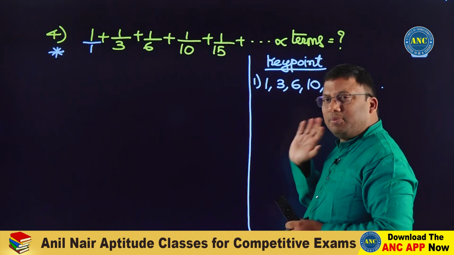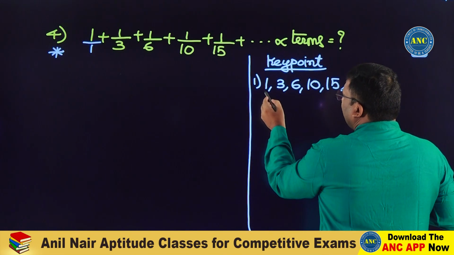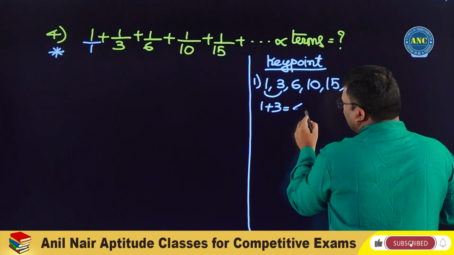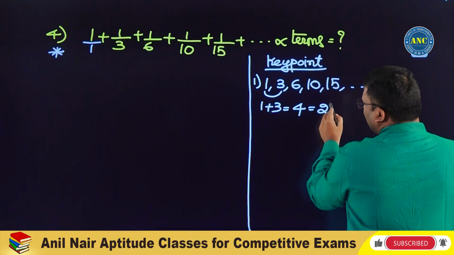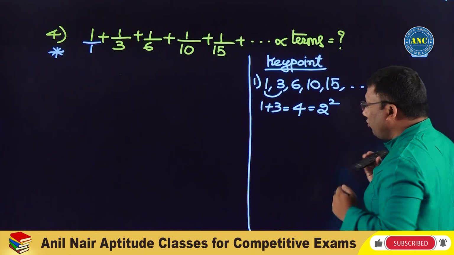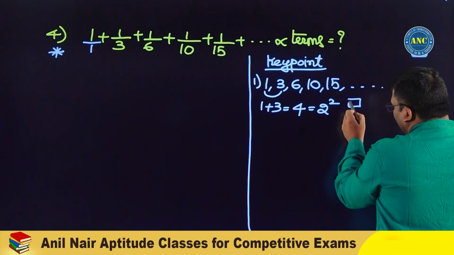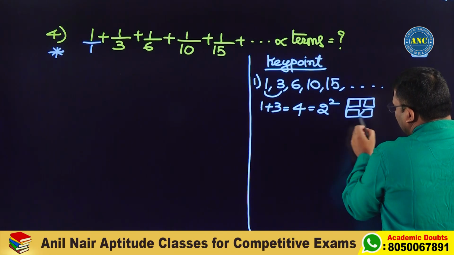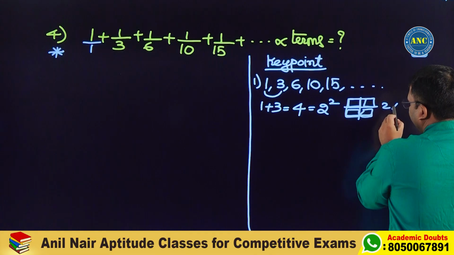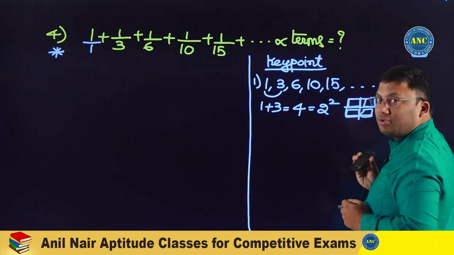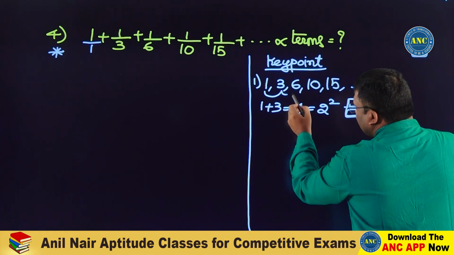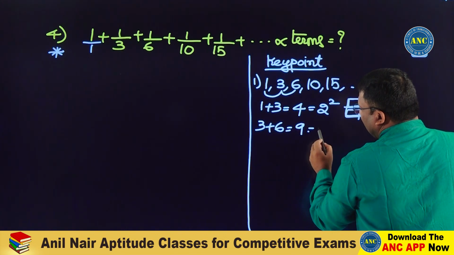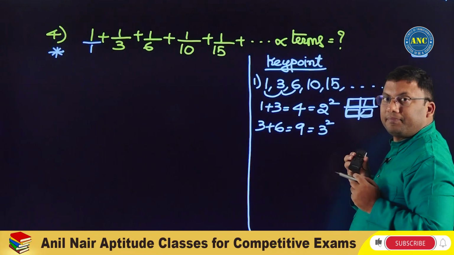Now, this is a very beautiful series. What is the sum of first two consecutive values? 1 plus 3, it is 4. 4 can be written as 2 square. If you visualize it, I put 1 box, another 3 I put 3 boxes like this. This is a 2 into 2 square. Next, the sum of 3 plus 6 is 9.